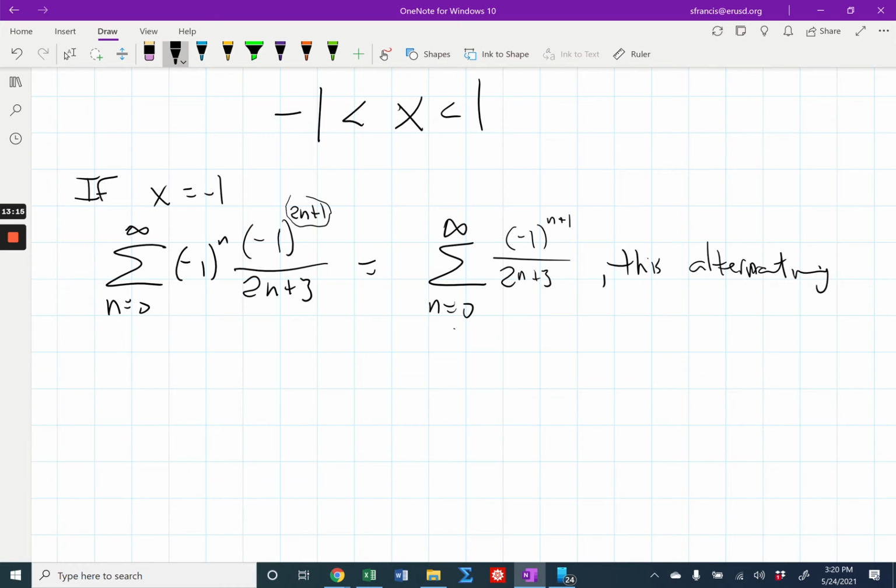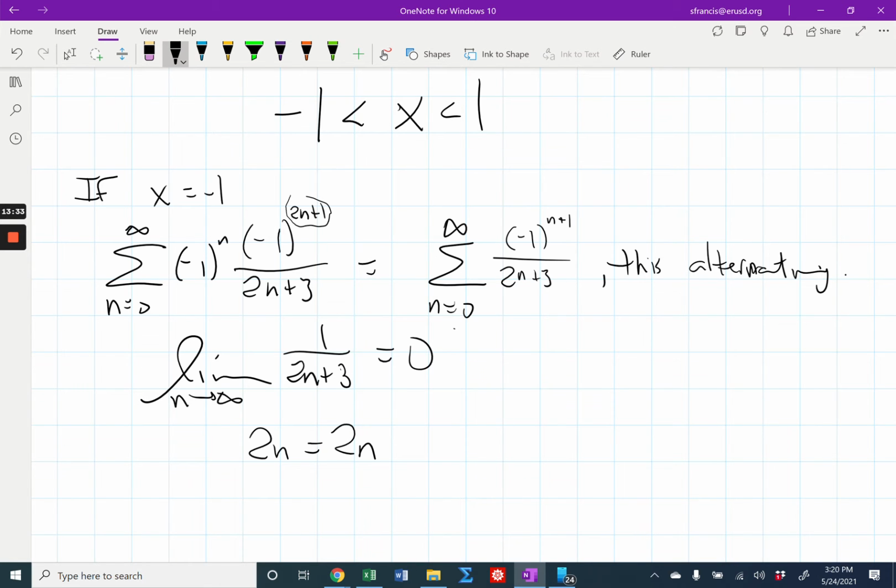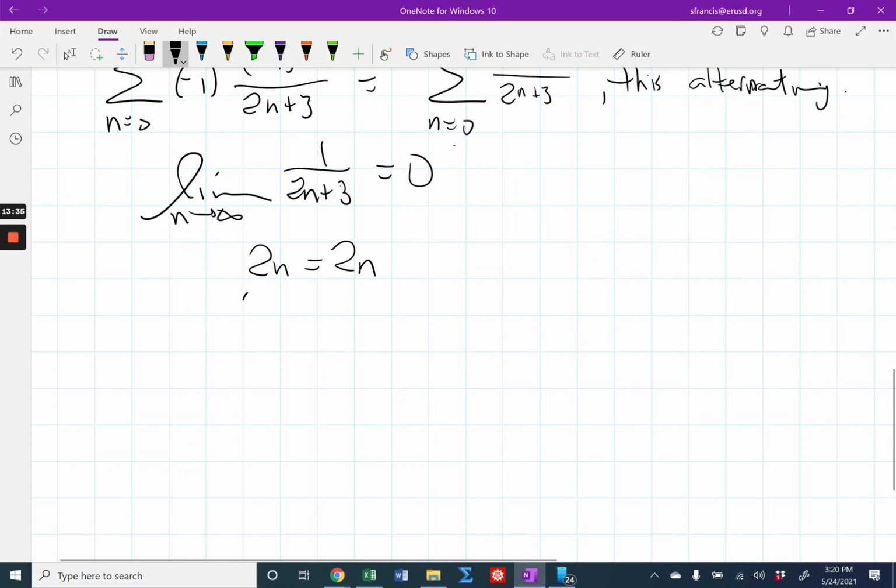Okay, this is alternating. So as we do, the limit as n approaches infinity of 1 over 2n plus 3 is equal to 0. And let's see, 2n is equal to 2n. You could take a derivative, by the way. You could just set f equal to this, take the derivative, show that it's negative, so it's decreasing.